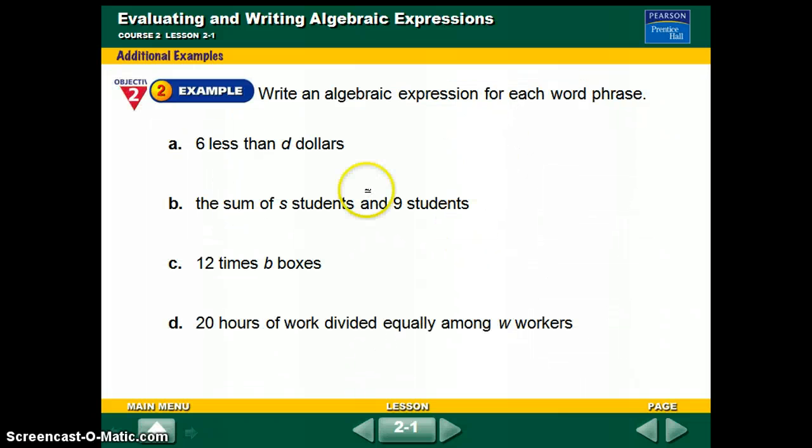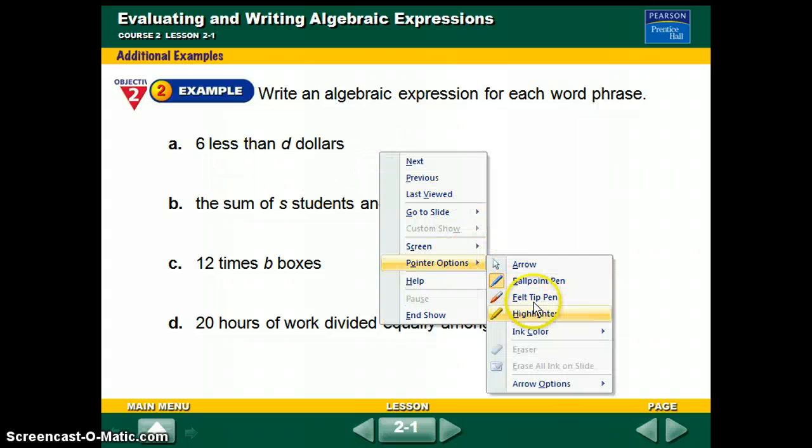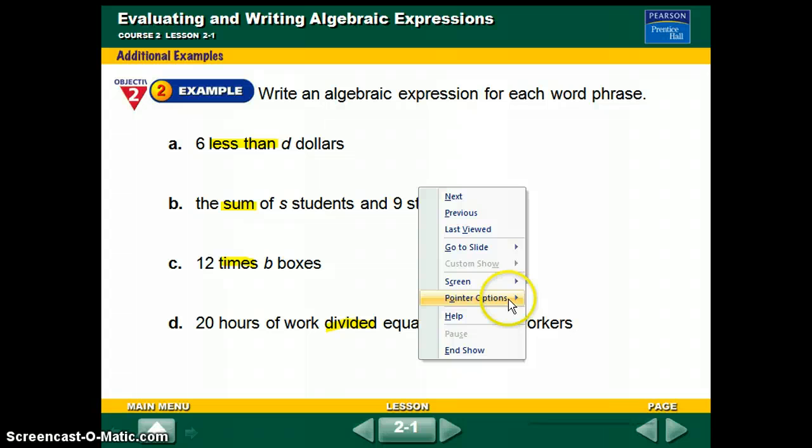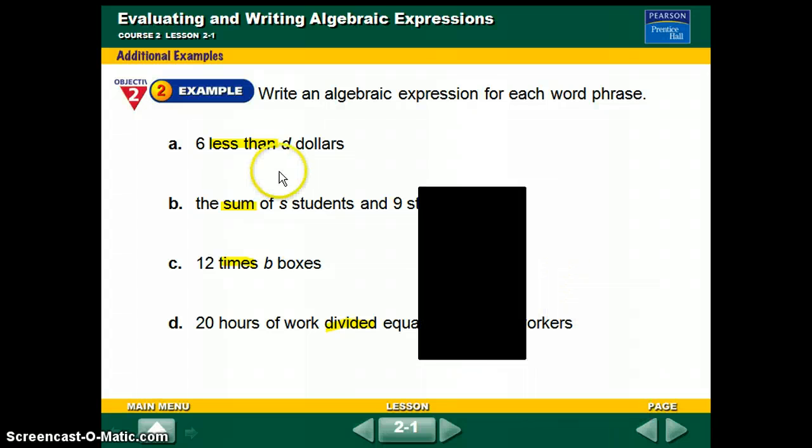Look at the next one. Now this one involves all words. Here's some key words that we have. We're going to again switch to the highlighter. We've got 6 less than, some, times, and divided. So those are kind of our key words.